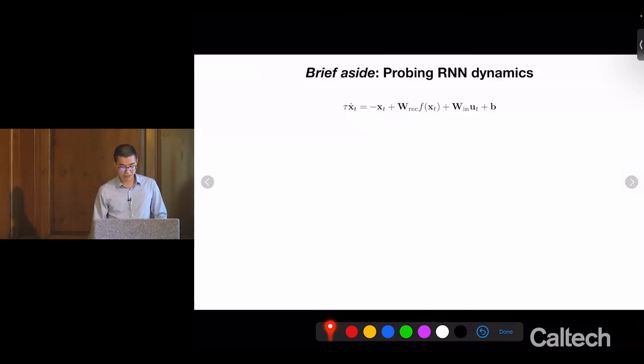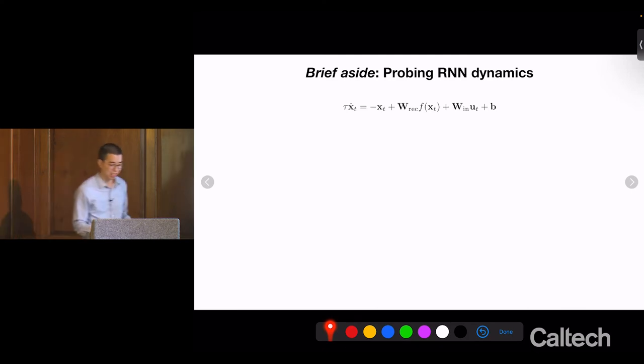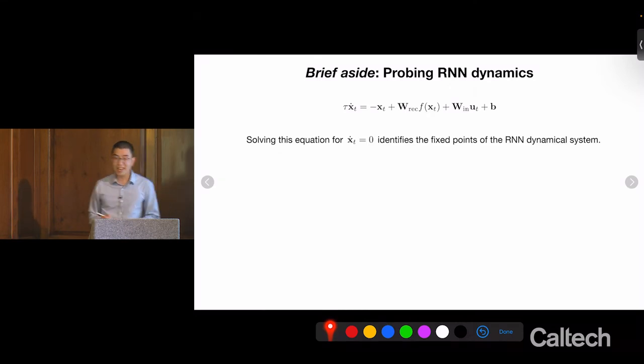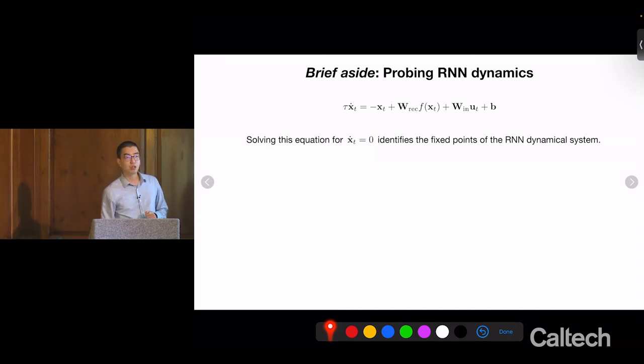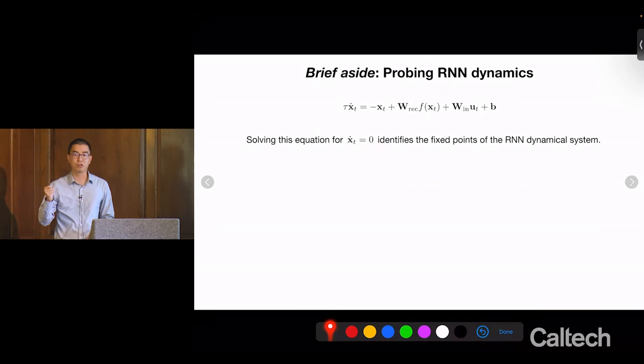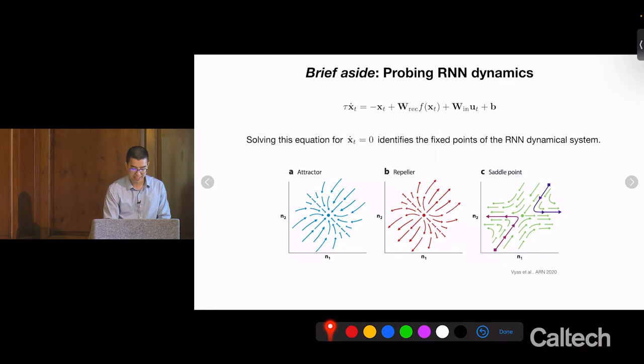Before I go further, I want to do another brief aside, which is ways in which we probe recurrent neural network dynamics to generate hypotheses for these computations. This is the equation of the recurrent neural network. When we think of the flow field, x dot of t tells me the directions in which those arrows point in the flow field. And when x dot of t is equal to zero, that corresponds to what is called a fixed point in the flow field, where if your neural state is at that exact point and there is no input or perturbation, it will stay at that point, especially if the point is a stable attractor.